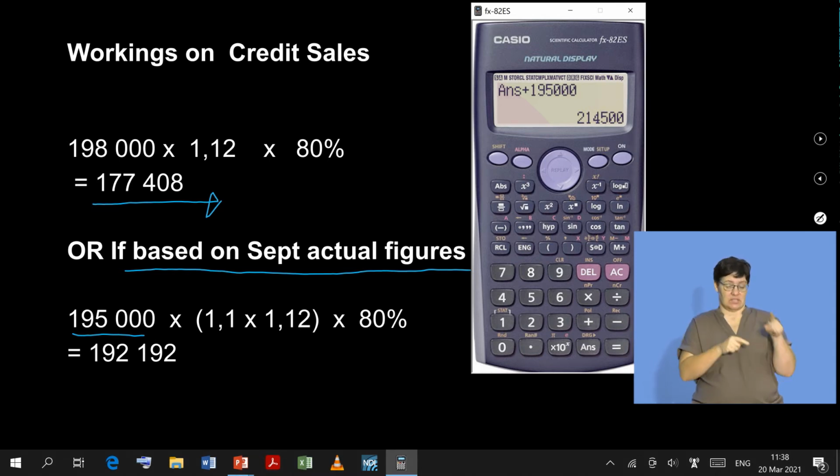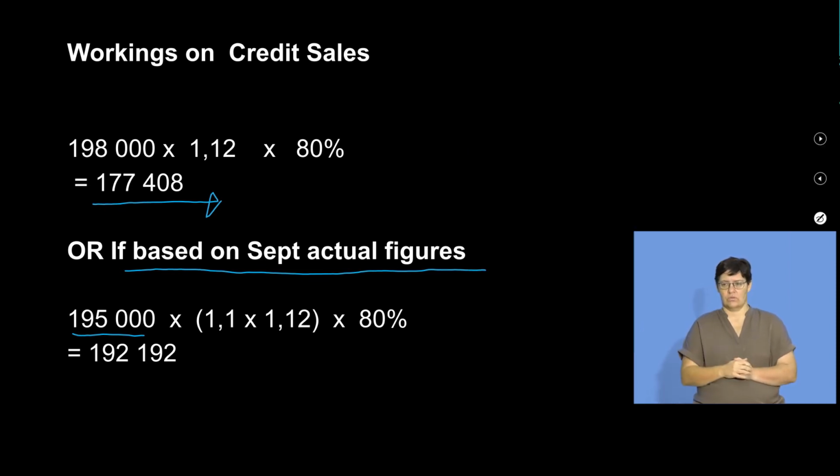Now we say 214,500 times your 12% is 25,740. If you add that figure to your original figure, which was the 19,500 plus the 195,000, and that gives you that figure times 80%. Here we go. We get a figure of 192,192. So in other words, if you used your September figures, that means you have to go back 2 months, right?